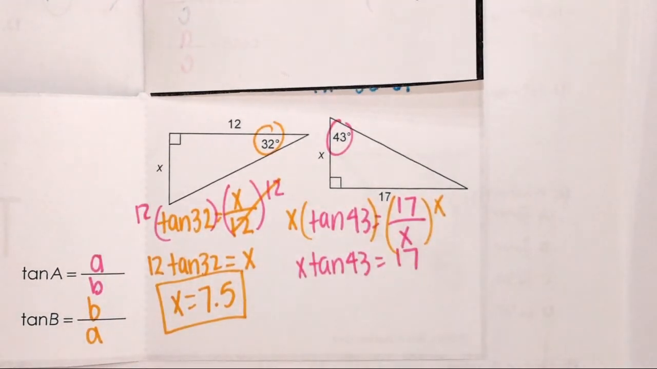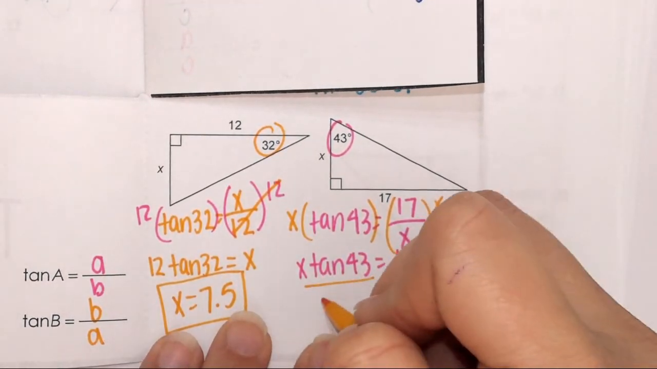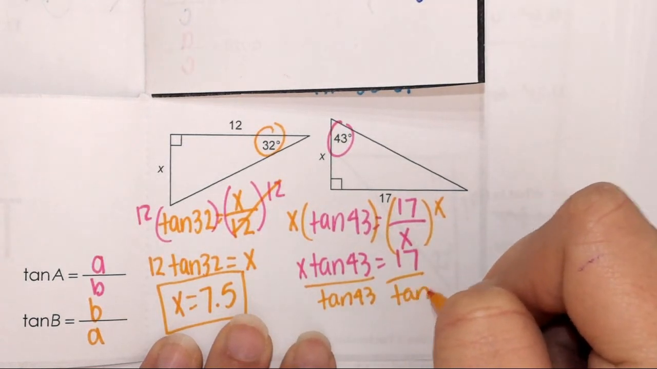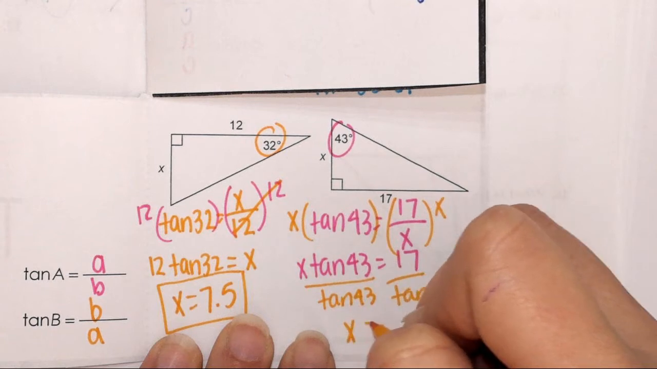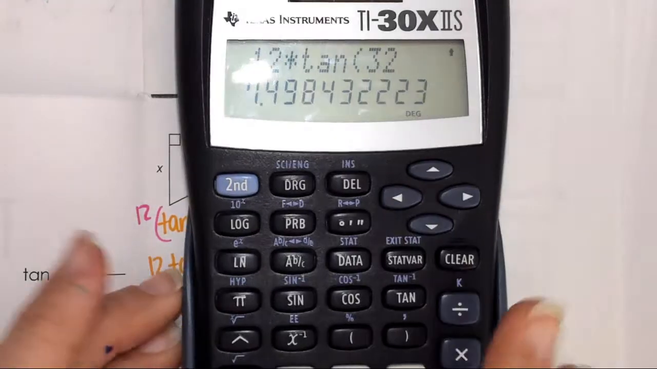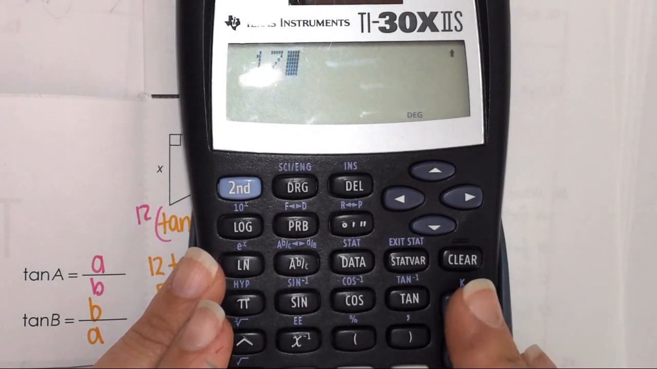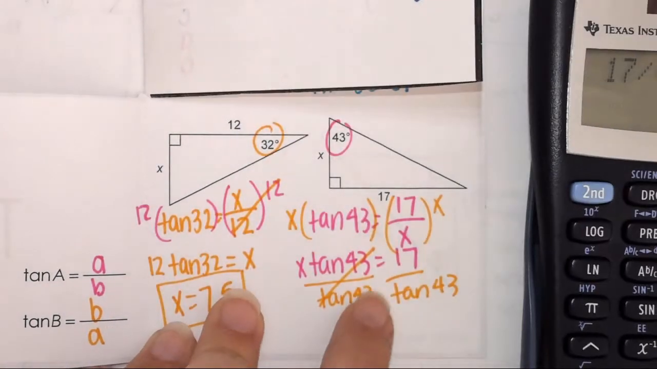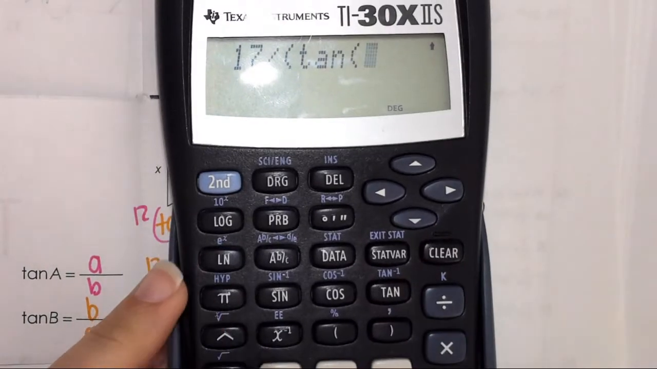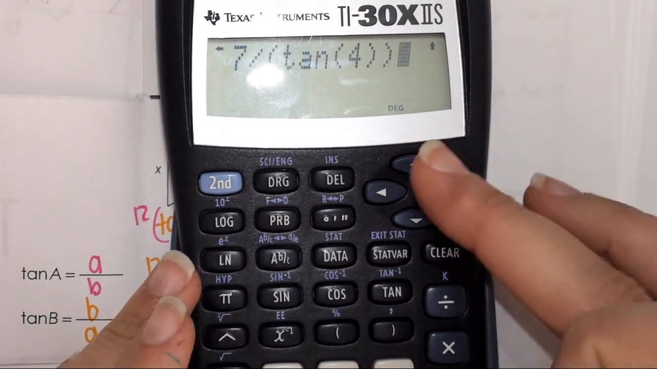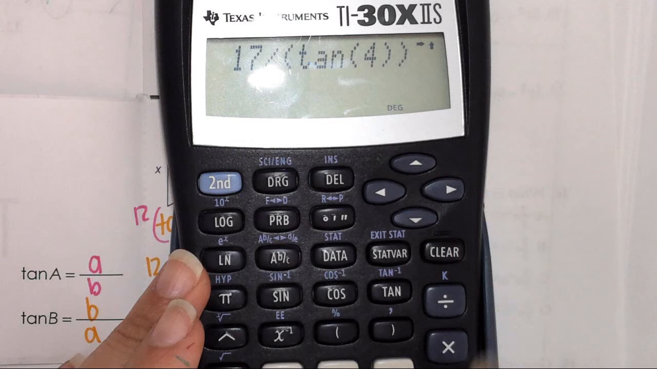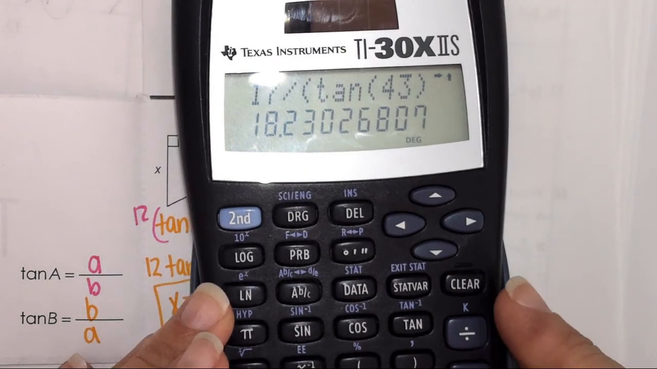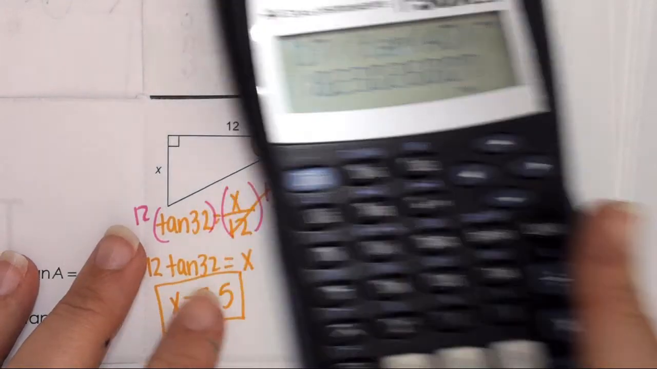Now I need to divide both sides by the tangent of 43. And I'm going to do 17 divided by, and I'm going to go ahead and put this in parentheses, the tangent of my angle, which is 43. Oh, Blair. 18.2.